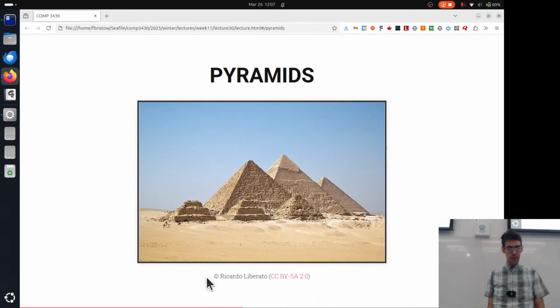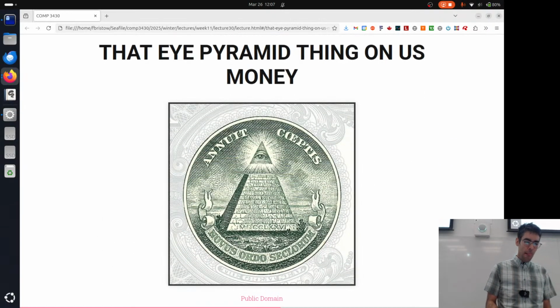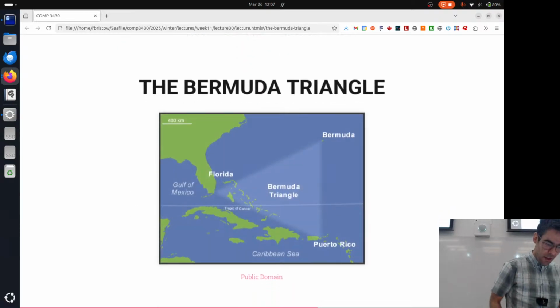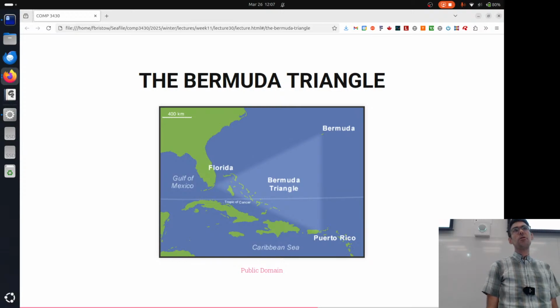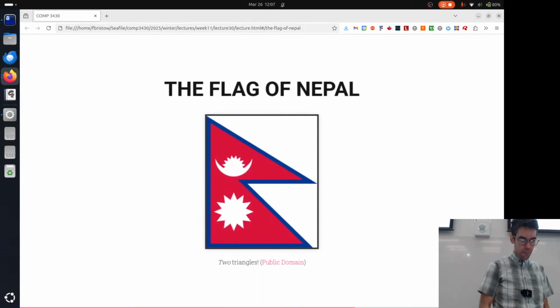Another triangle-shaped thing are the pyramids. I'd really love to go see these someday. I think it would be cool to see the pyramids in Egypt, though I don't think I'm going to get to them anytime soon. Pyramids are triangle-shaped things, and the triangle-shaped thing on US money is also a pyramid. The Bermuda Triangle is also a triangle-shaped thing. And finally, the flag of Nepal has two triangles in it, and I think that's an impressive thing.